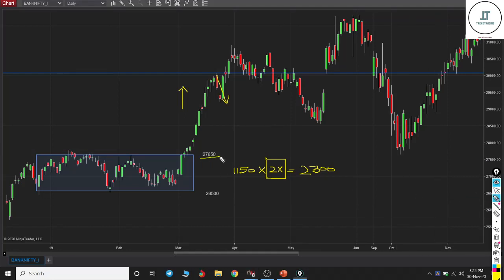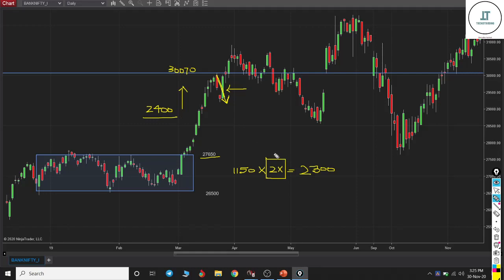So from 27,650 to 30,070, what we were expecting was a minimum of 2,300 points, but what we got is almost 2,420. Let's take it as a 2,400 points move even before this first down move. Whether this down move is strong or not is secondary, but before a down move, we got a 2,400 points upside move.